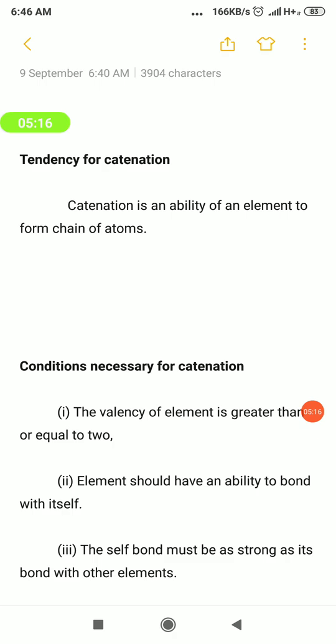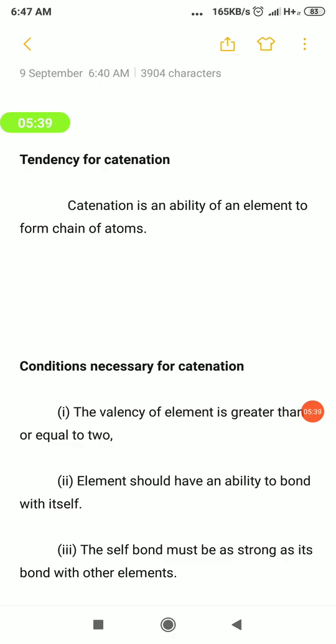என்ன பார்க்க போகிறோம்? Catenation. Okay, first we must know what is called as catenation. Catenation na என்ன அப்படின்னு பார்க்க போகிறோம். Catenation is the ability of an element to form chain of atoms, longer chain. இப்போ கார்பன் பார்த்தீங்கன்னா it can form a very longer chain compounds. So that ability is called as catenation.